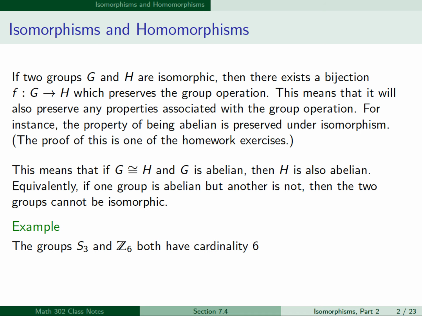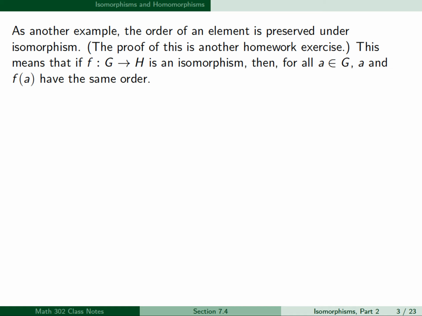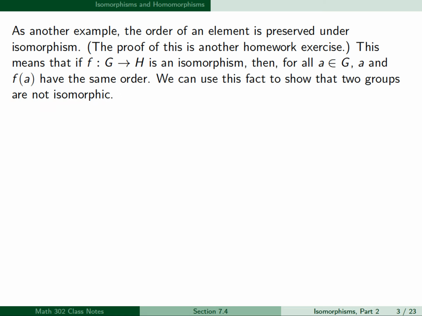For example, the groups S3 and Z6 both have cardinality 6, but are not isomorphic since Z6 is abelian while S3 is not. As another example, the order of an element is preserved under isomorphism. And the proof of this is another homework exercise. This means that if f from G to H is an isomorphism, then for all elements a in G, a and f of a have the same order. We can use this fact to show that two groups are not isomorphic.